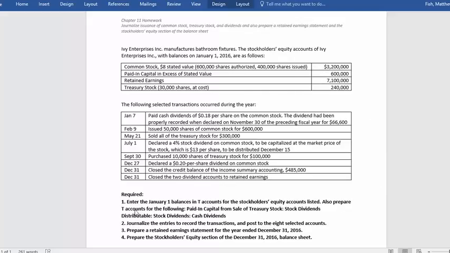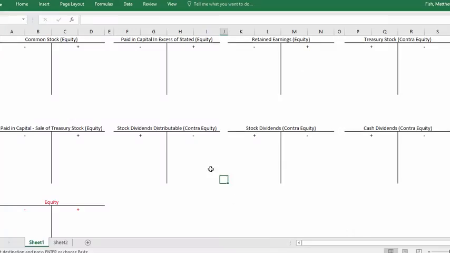And I'm also asking us to prepare T accounts for these accounts here, paid in capital from treasury stock and the stock dividends distributable, because we're going to use these as we work through the transactions. So I've done this ahead of time. You'll see here that I've created a T account for each of the 8 accounts listed in the problem.